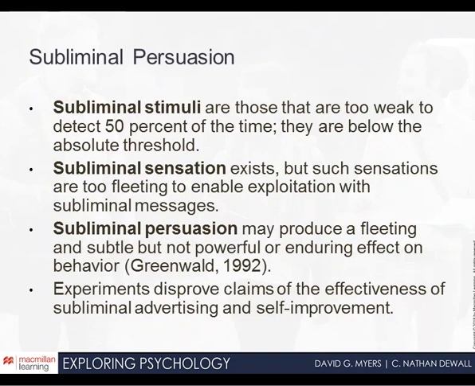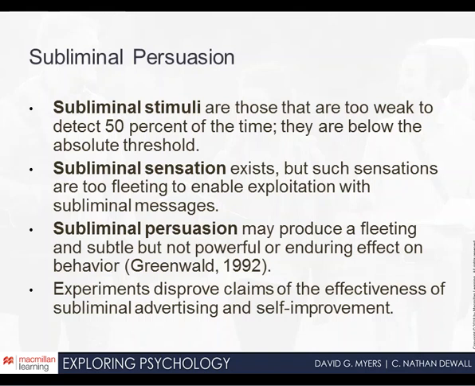Now let's talk about a topic that most students have some degree of interest in, and that's subliminal persuasion specifically. Subliminal stimuli, as we introduced a few slides ago, are those that are too weak to detect 50% of the time. They are below the absolute threshold.